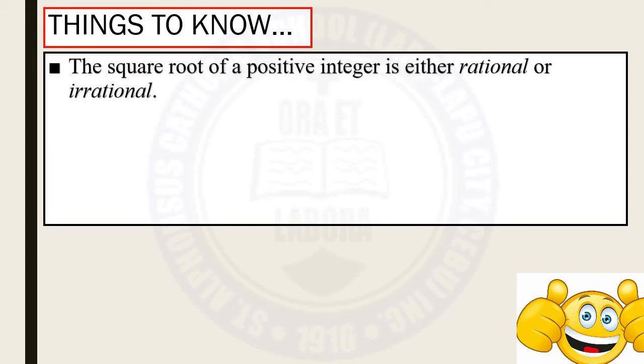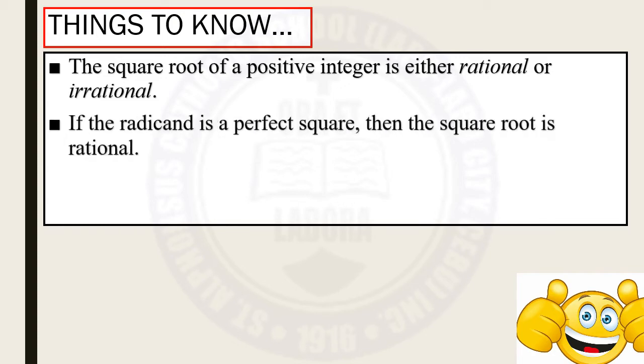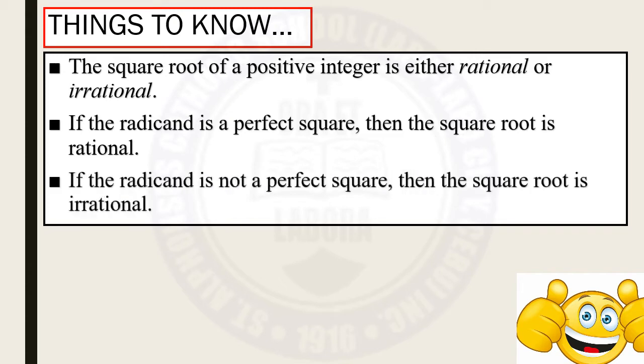The square root of a positive integer is either rational or irrational. Second, if the radicand is a perfect square, then the square root is rational. If the radicand is not a perfect square, then the square root is irrational. I think you already know what the perfect squares are.